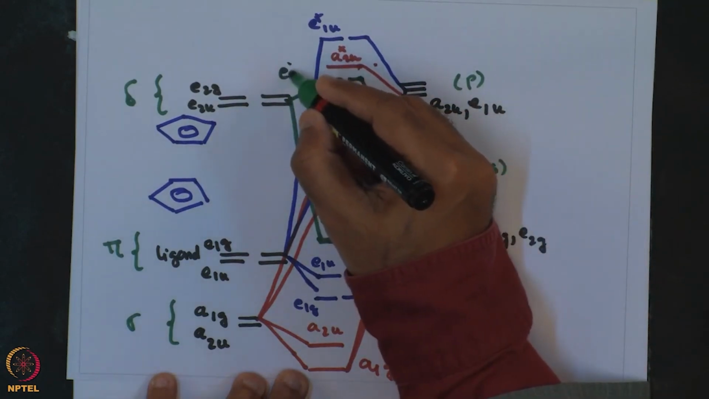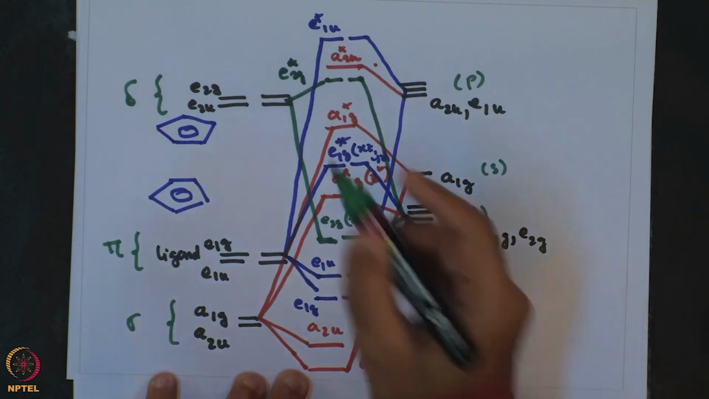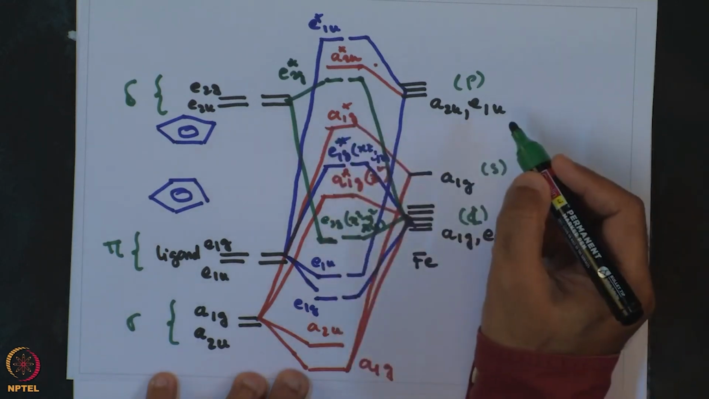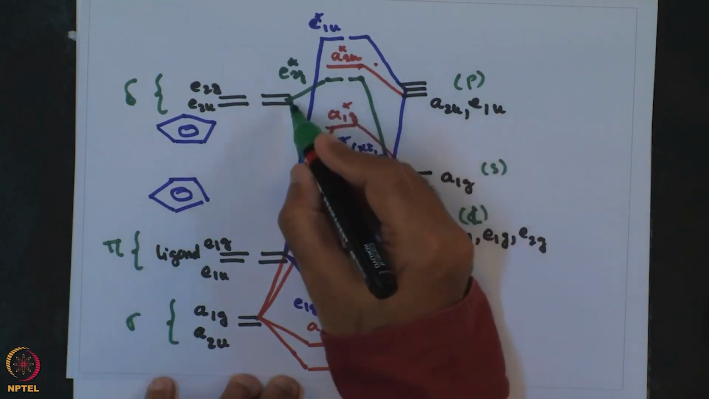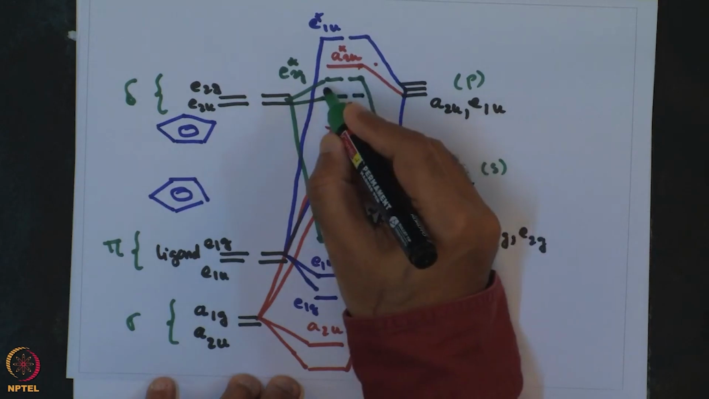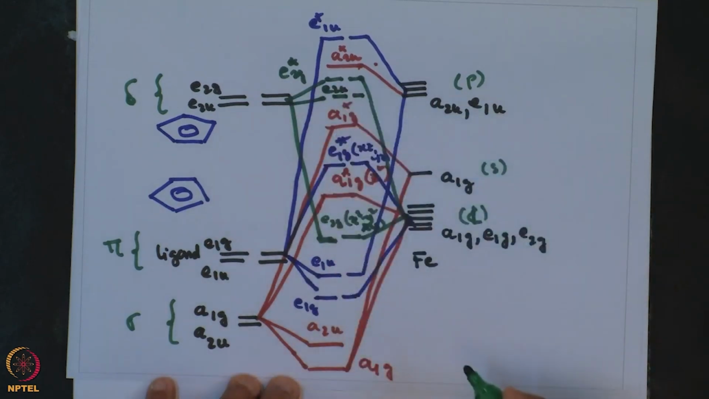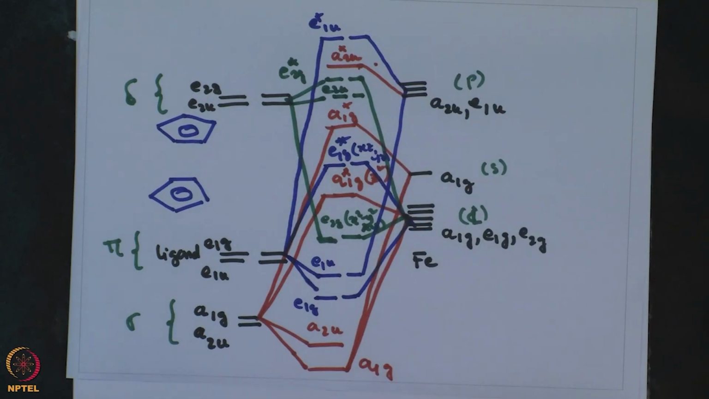This is E2G star, and that sort of engages that. So that leaves us with E2U as the non-bonding orbital, which does not find any takers over here. Now this gives the overall molecular orbital diagram.